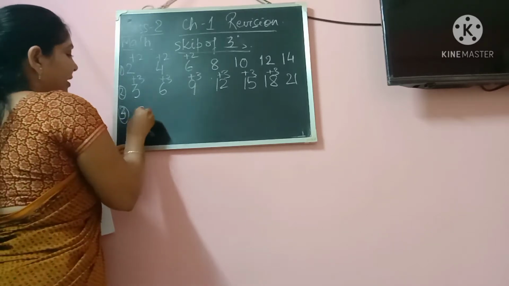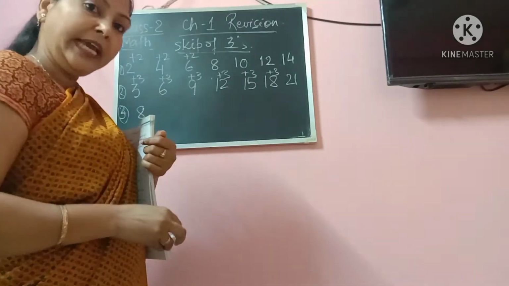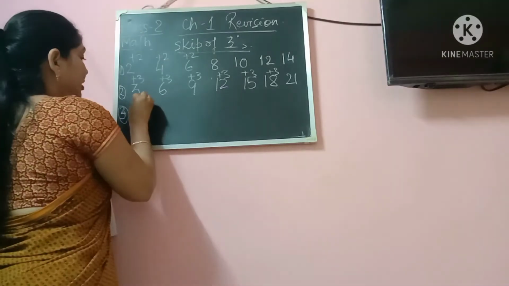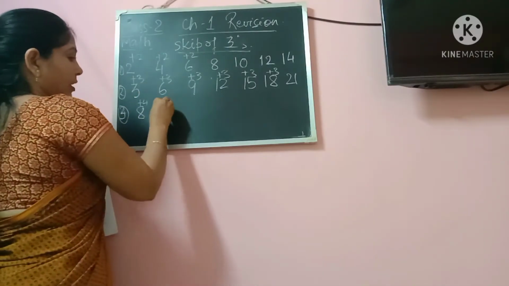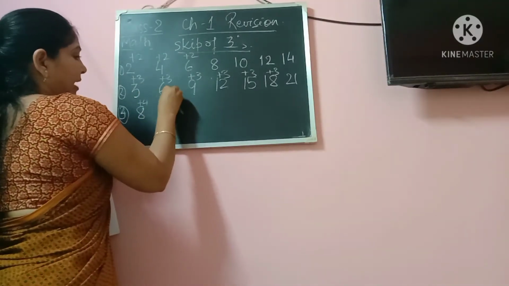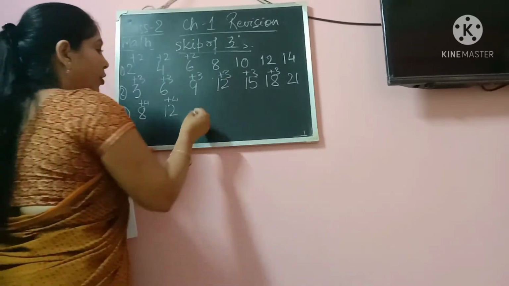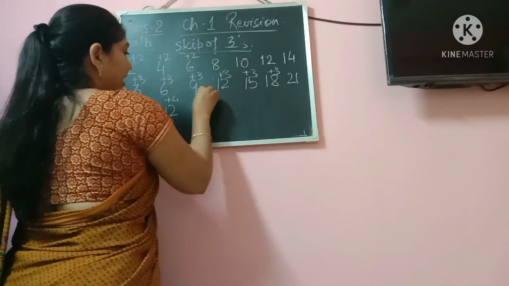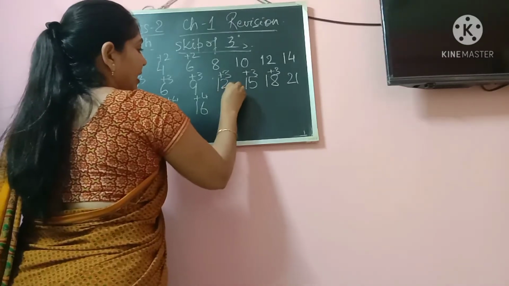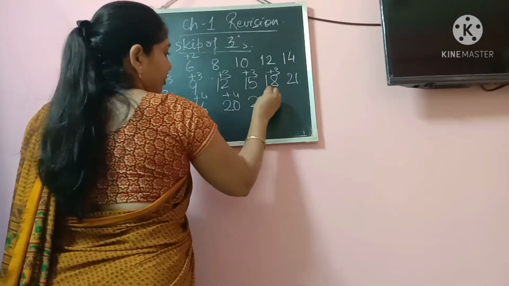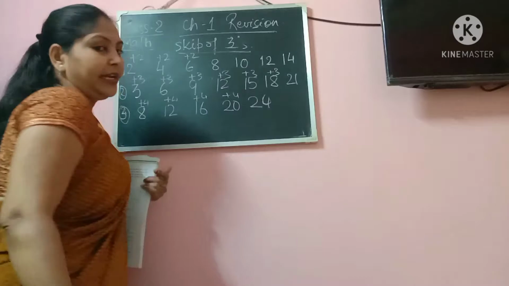In question number 3, I have started with 8. So each time I am skipping 4. Next is 12. Again I am skipping 4, or I am adding 4, getting 16. Again 4, 20. Again 4, 24. Like this it will continue.